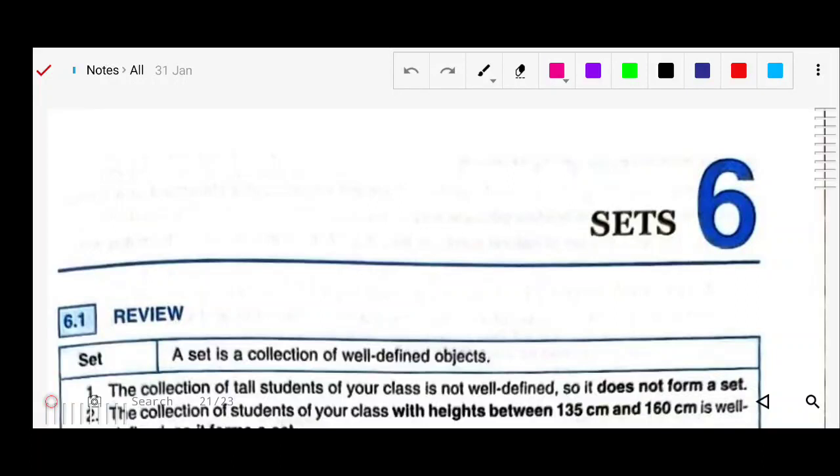Good morning, students. Today we will see chapter number 6, sets. So first of all, we should know what is a set. A set is a collection of well-defined objects. About this chapter, I think you have studied it in a previous class, so once again we'll see about this. A set is a collection of well-defined objects.